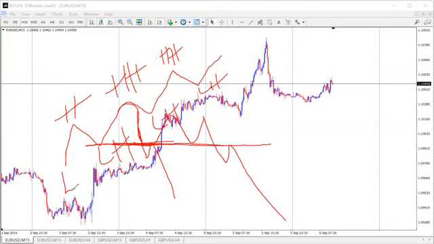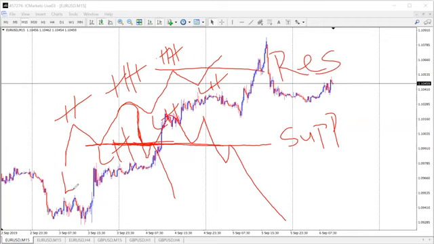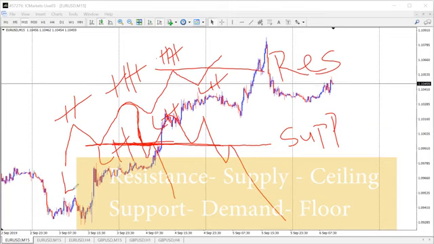So this is what we call support. If it is found at the top side, it's called resistance. Now you can also look at it this way: resistance is a supply level, while support is a demand zone.